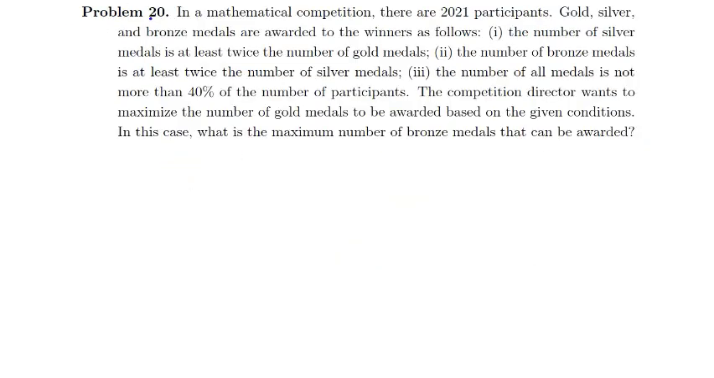Problem number 20 of primary part D, or 10 of junior part B. In a mathematical competition, there are 2021 participants, gold, silver, and bronze. Okay. So we consider the number of golds G, silvers S, bronze medals B are awarded to the winners as follows. The number of silver medals is at least twice the number of gold medals.